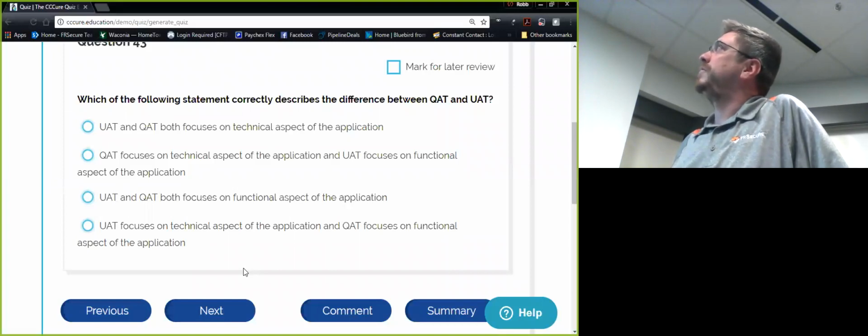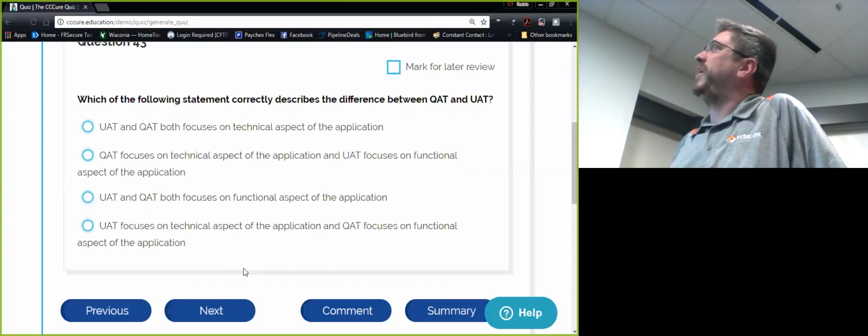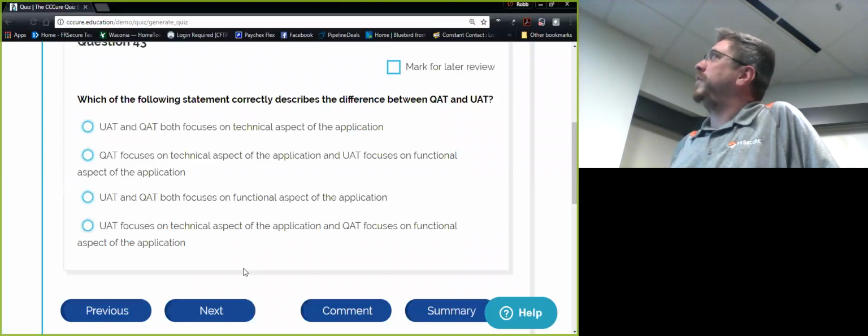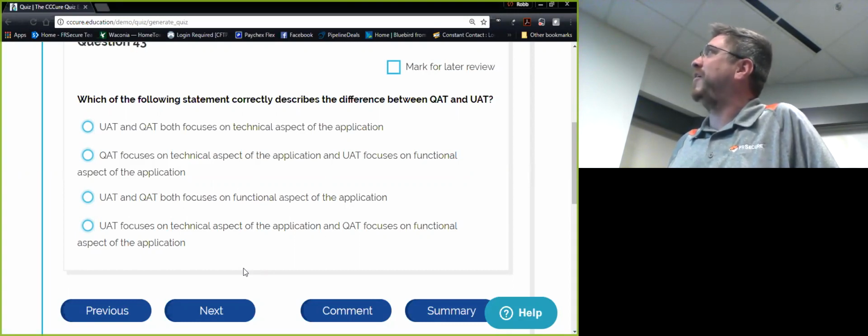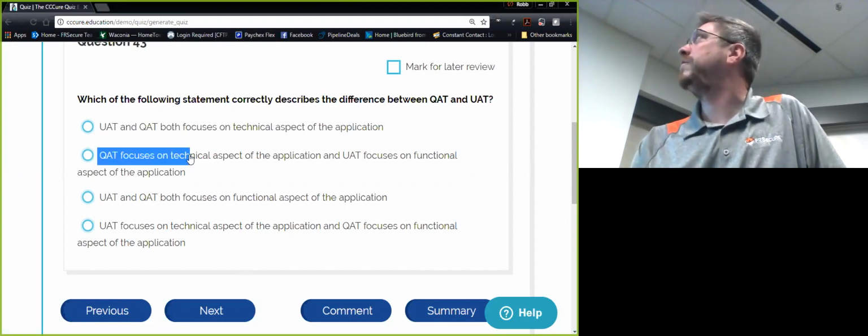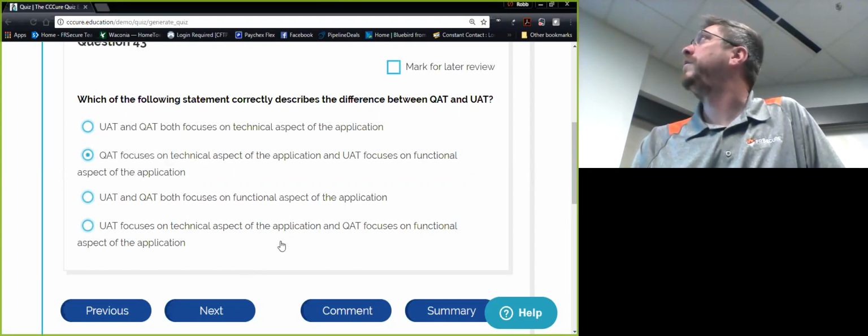Well, that's the same thing, so that one's out. QAT focuses on the technical aspect and UAT focuses on functional aspect. That sounds correct. UAT and QAT both focus on functional aspect. Well, there's no difference in that one. So A and B, C are out already. UAT focuses on technical and QAT on functional. I think it's that one. Yes, concur?